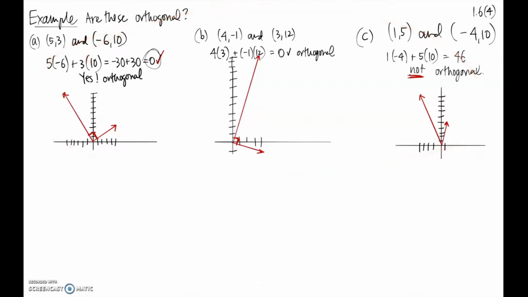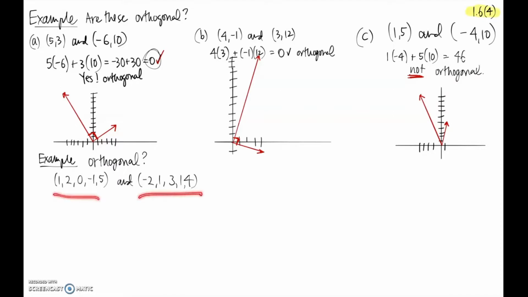Let's look at an example in R5. I have these two vectors in R5 and I want to figure out if they're orthogonal. Go ahead and pause the video and decide if these two vectors are orthogonal or not. When I took the dot product of these two vectors, I did all this, and then I'm getting 4 - 1 is 3. So it looks like I get 23 for their dot product. So these two vectors are not orthogonal.